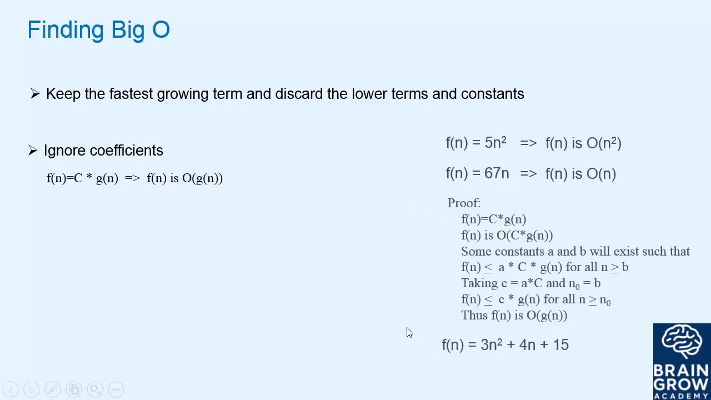In the example that we saw in the previous slide, we had this function f equal to 3n square plus 4n plus 15. Now according to the first rule, we can ignore these two terms. So we are left with only this term. And according to the second rule, we can ignore this coefficient 3 also. And so we can say that this function f is order of n square.